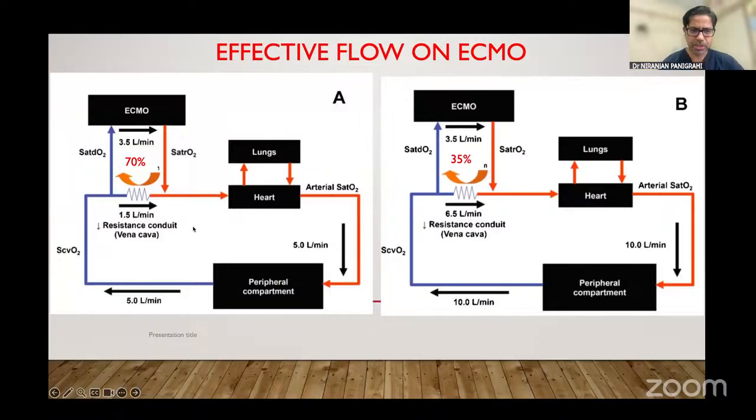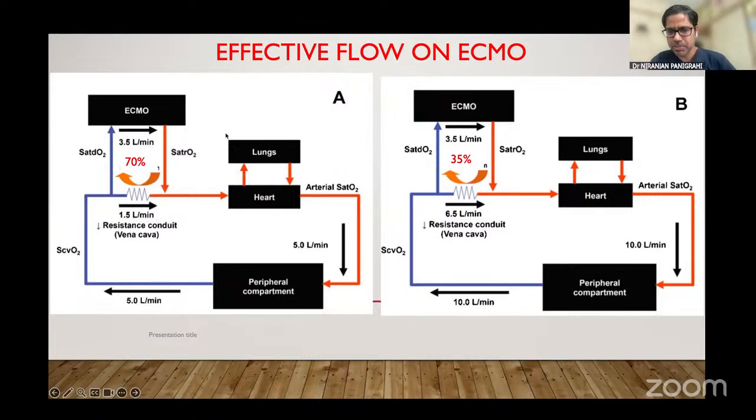This is the diagrammatic picture you can see here. Suppose the patient, in picture A, has a 5 liter cardiac output. Here 3.5 liters is going into the ECMO and 1.5 is bypassing. That means nearly 70% of the blood is going into the ECMO. So it's an ideal situation.